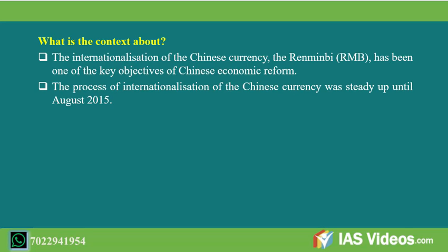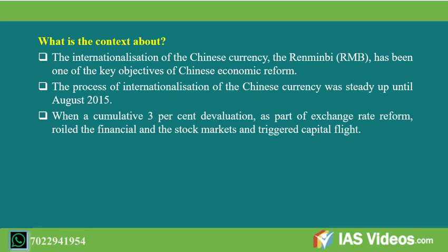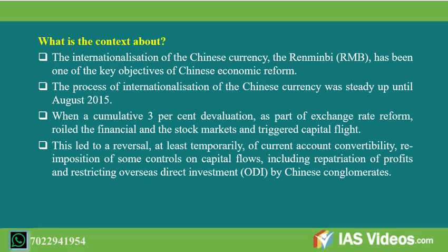The process of internationalization of the Chinese currency was steady up until August 2015, when a cumulative 3% devaluation as part of exchange rate reform roiled the financial and the stock markets and triggered capital flight. This led to the reversal, at least temporarily, of the current account convertibility, reimposition of some controls on capital flows, including repatriation of profits and restricting overseas direct investment by Chinese conglomerates.